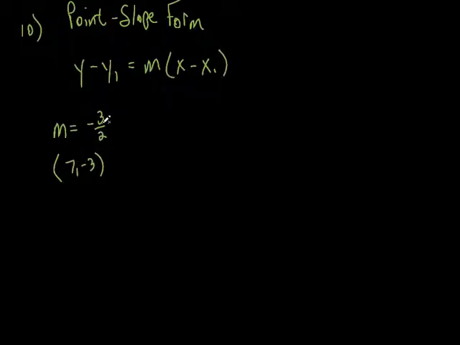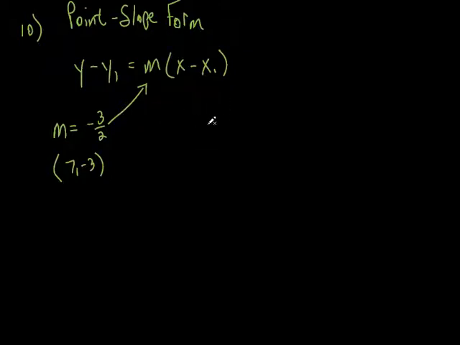Well, what do you think? The m's pretty obvious. Where are you going to put the m? Right in there, okay? What about this 7 and the negative 3? Where are they going to go? 7 goes into the x1, right? Not the x, but the x1. And then the negative 3 goes in for what? The y1. Everybody got that? Okay, so the x and the y, without the 1 next to it, they just stay x and y.